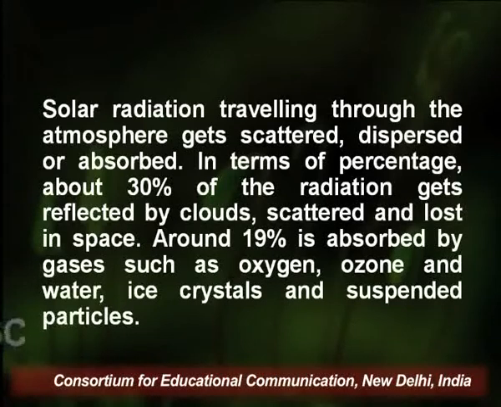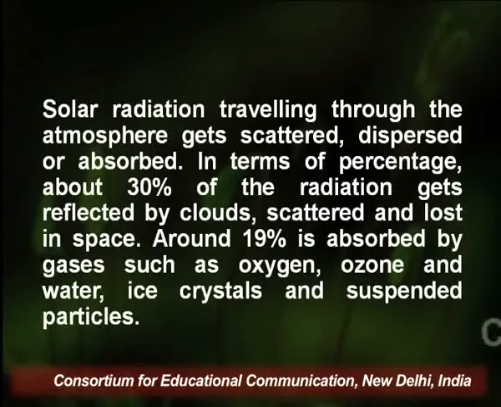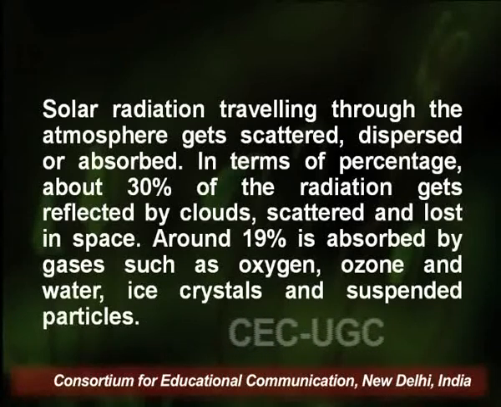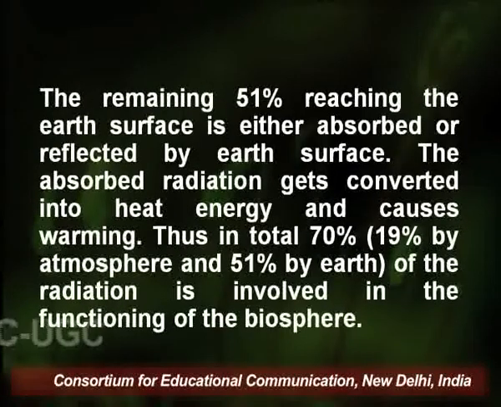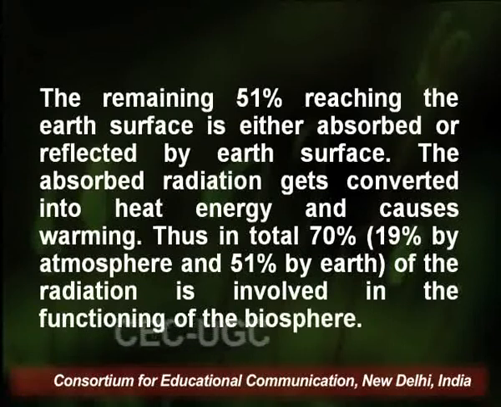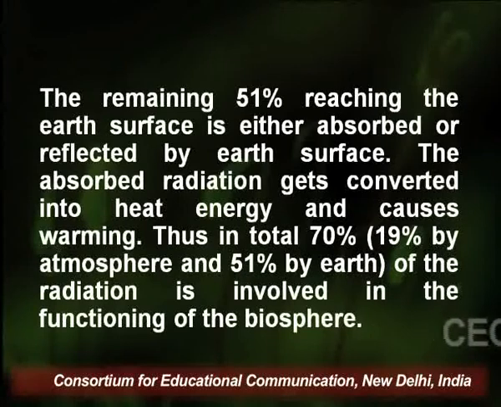In terms of percentage, about 30% of the radiation gets reflected by clouds, scattered and lost in space, and around 19% is absorbed by gases such as oxygen, ozone and water or ice crystals and by suspended particles. The remaining 51% reaching the Earth's surface is either absorbed or reflected by the Earth's surface. The absorbed radiation gets converted into heat energy and causes warming. Thus, in total, 70% of radiation is involved in the functioning of the biosphere.